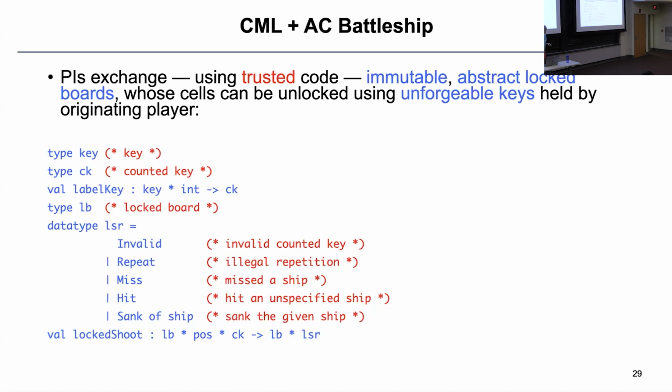And what's the check that's done? What you would expect, certainly, is that the key of the counted key is the right one for unlocking this position of the locked board. But we want something more. It turns out that locked boards also have counters. Keys, counted keys, have counters. And for this to succeed and not produce invalid, it must be the case that the counter of the counted key is the same thing as the counter of the locked board. So there has to be a one-to-one correspondence there. And I'll show you how this works by an example, again, involving the patrol boat.